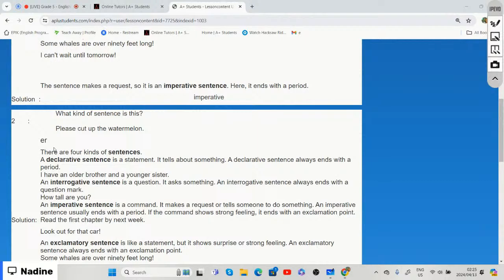So please cut up the watermelon. Yes, well done. So that is also an imperative sentence. And how do we know it's an imperative sentence? Because they are requesting for somebody to do something, right? To cut up the watermelon. So you're telling somebody to do something for you. You're telling me to cut up the watermelon, right?